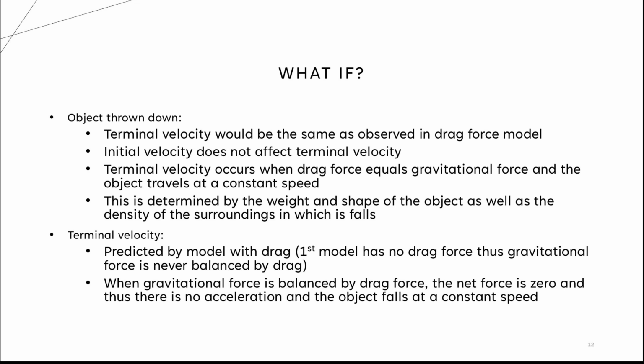Terminal velocity is when the speed is constant, and that's when drag force and gravitational force are equal. And this is determined by the weight and shape of the object and the surroundings, not by the initial velocity. And then, as mentioned, terminal velocity was predicted by the model with drag. The first model has no drag force, so drag force could not equal gravitational because drag force isn't taken into account, so that wouldn't work. And then when gravitational force is balanced by drag force, the net force is 0 and there's no acceleration, so the object falls at a constant speed.